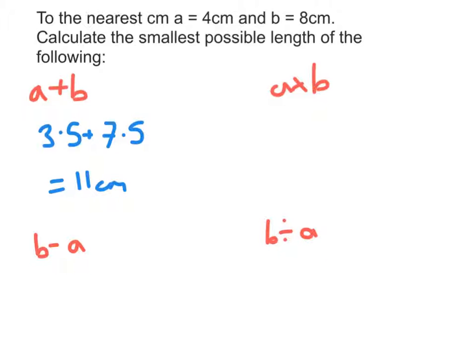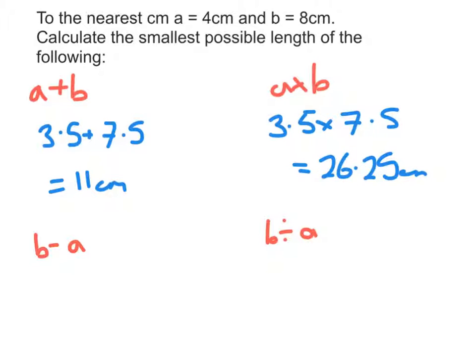Timesing is exactly the same. We both use the lower bounds. So it'd be 3.5 times 7.5, which is 26.25 centimetres. Now, that makes sense, doesn't it? To find the smallest possible, we use the lower bound and the lower bound of everything when we're adding and timesing. But subtracting and dividing is slightly different.